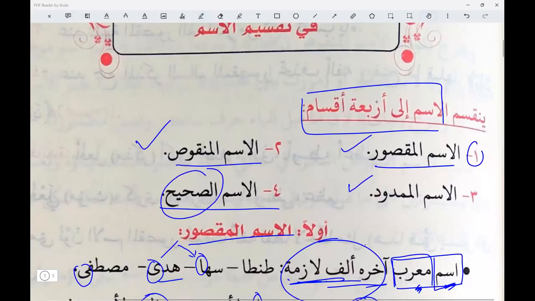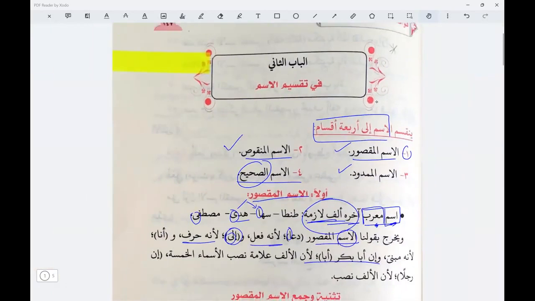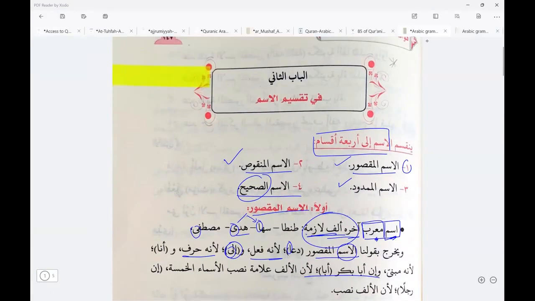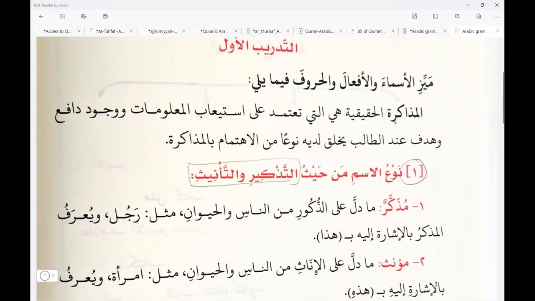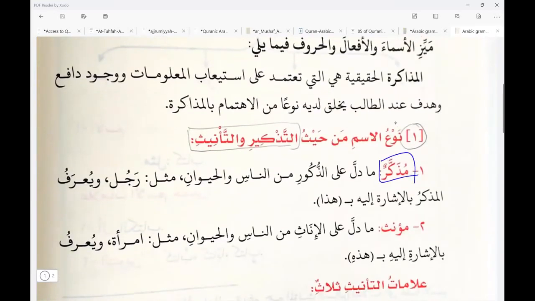We don't have alif. We don't have ya with the kasra before it. We don't have hamza and alif. So everything else is sahih. Jayyid. The second category, second division, is that we divided the noun into masculine and feminine, right? Mudhakkar and mu'annath. So we know what mudhakkar and mu'annath are.